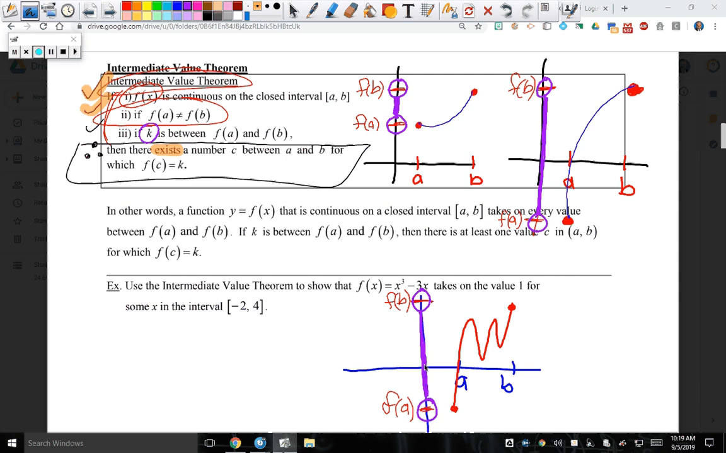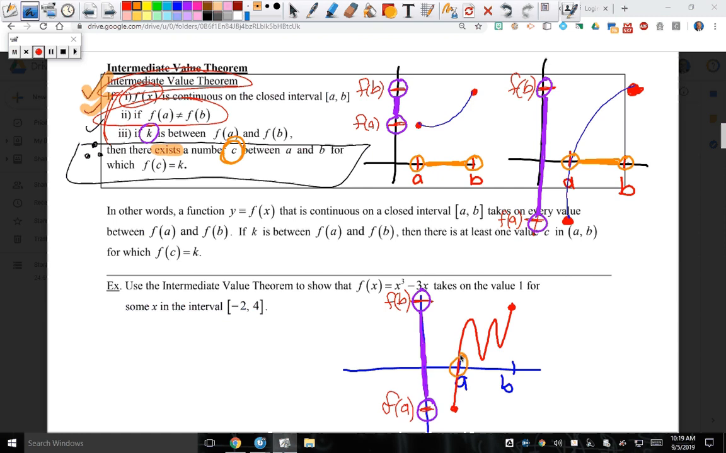C between A and B. Let's break that down. C is between A and B. Everyone, what kind of value is C? An X. Write that down. C is an X value. Now I'm going to do C in orange. So in between A and B, there's going to exist a C, an X value.